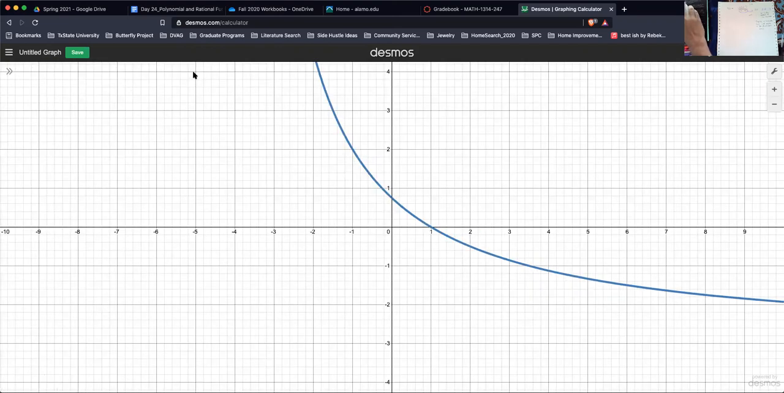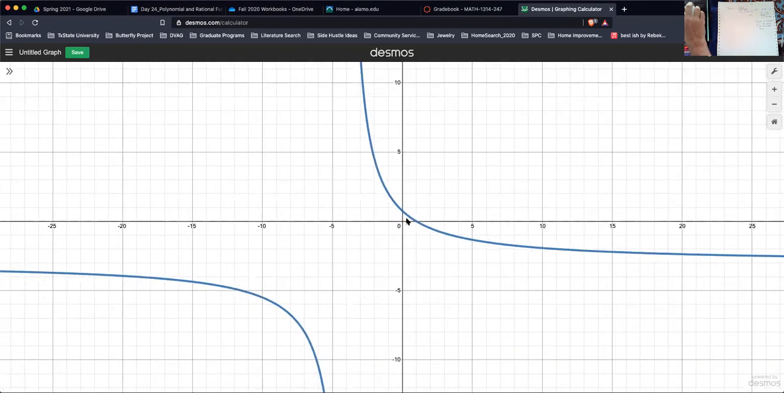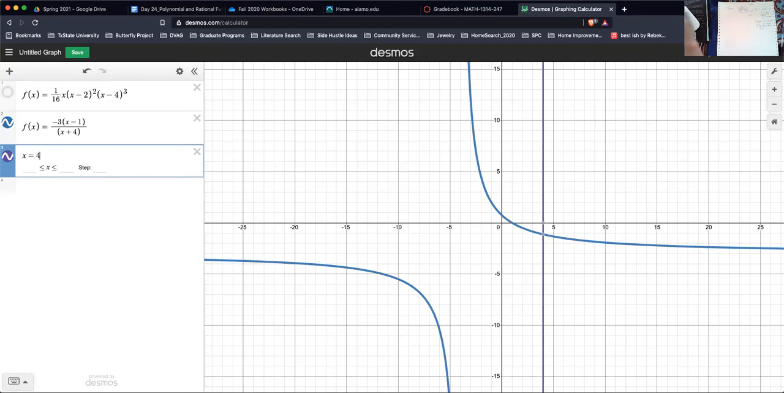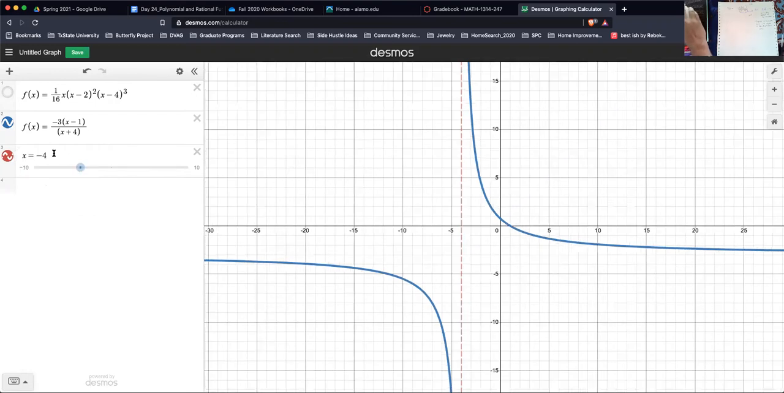And you'll notice that the graph sort of looks like this, but if I zoom out further, there's actually two parts to this graph. But let me throw another feature on this graph really quickly. We said that the restricted value x cannot be equal to negative 4. So let me make a red line here. I'm going to make it a dashed line. I'm going to turn the opacity down so it's a little bit clear or see-through. Okay. So I just want to put this restricted value there.